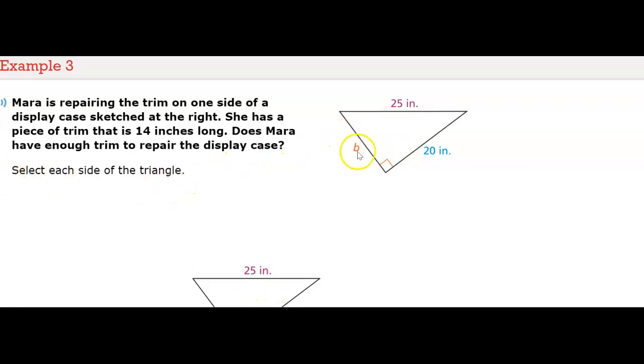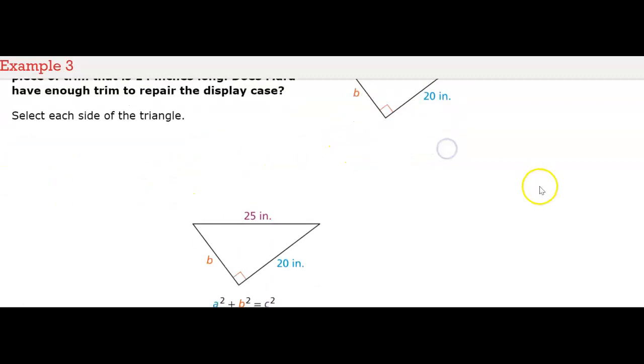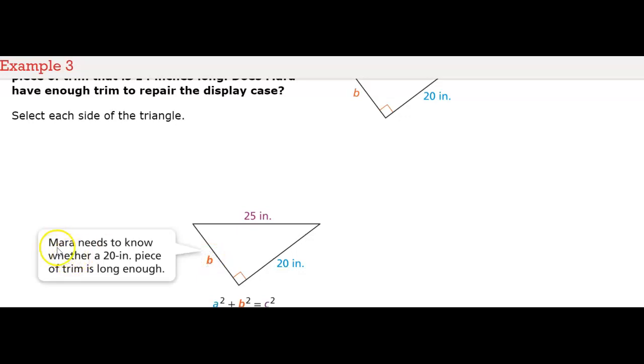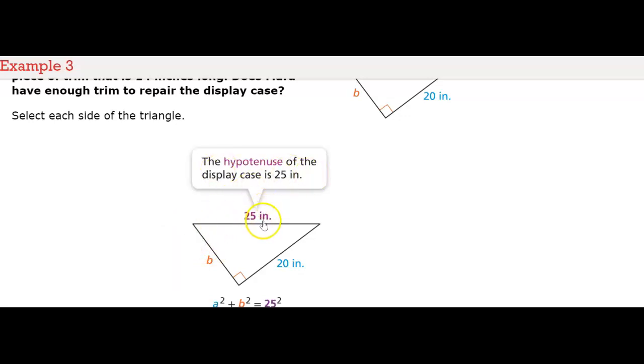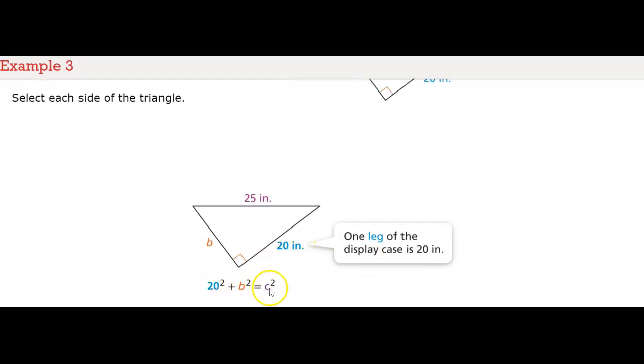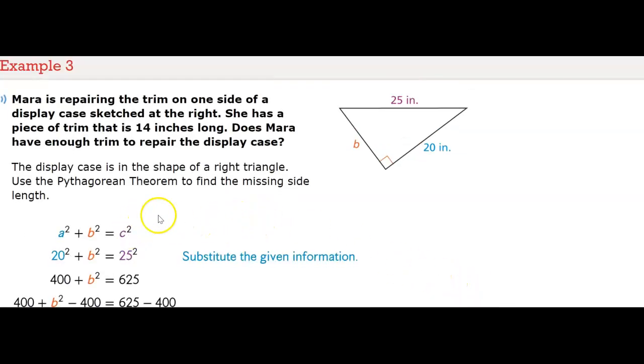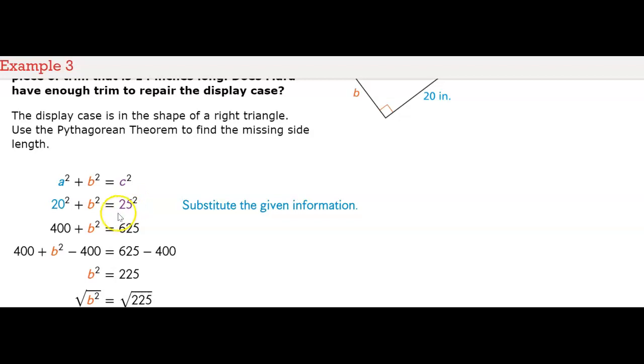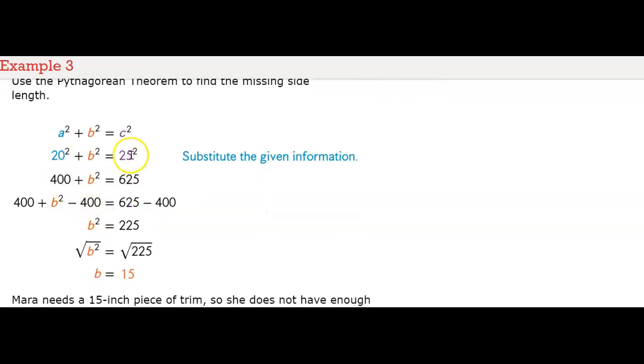All right, so I'm going to select the sides. Okay, not of that one, of this one. So B: Mara needs to know whether a 20-inch piece of trim is long enough. The hypotenuse of the display case is 25 inches, and this leg of the right triangle is 20 inches. So here's the equation: 20 squared plus b squared equals c squared. That c is going to be substituted with that 25 like they did here. And then you solve. So that's 400, that's 625.